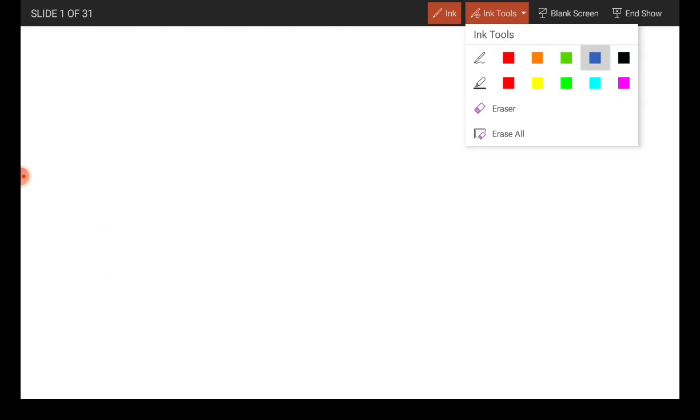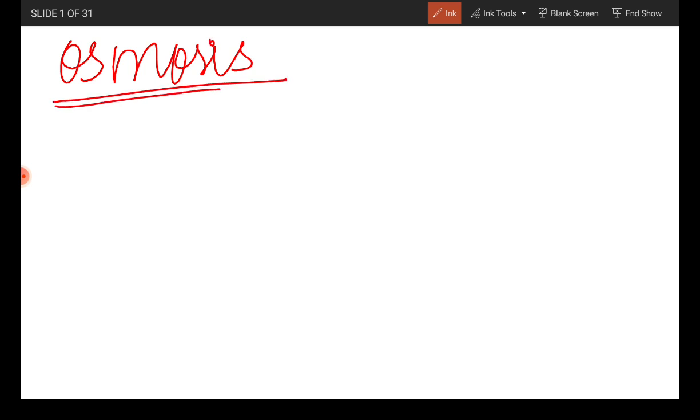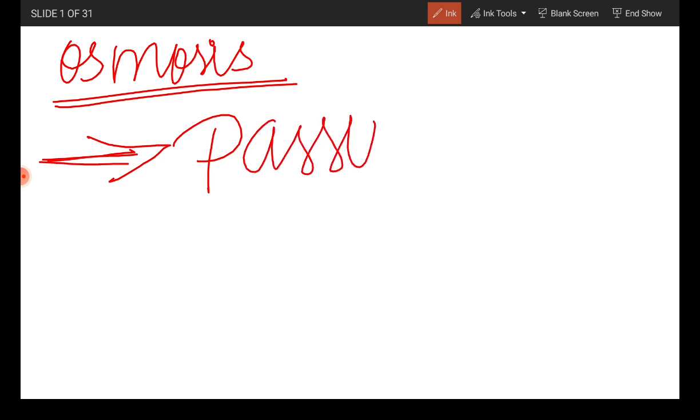Next we are going to see osmosis. What is osmosis? In diffusion we saw the movement of solute. Osmosis is about passive transport. We know what passive means, it is without the use of energy.